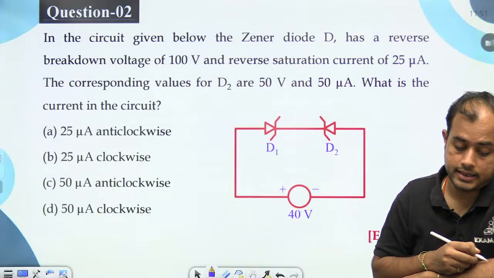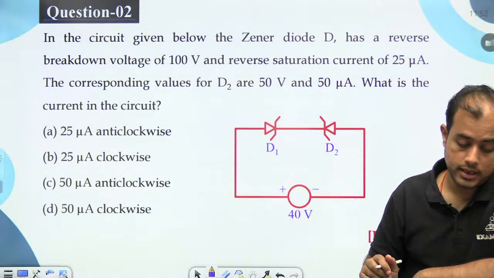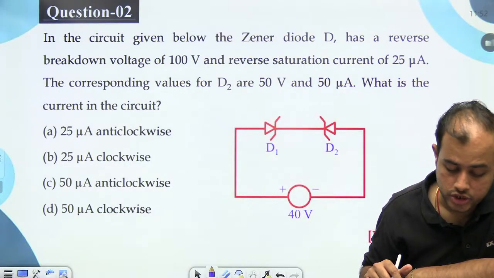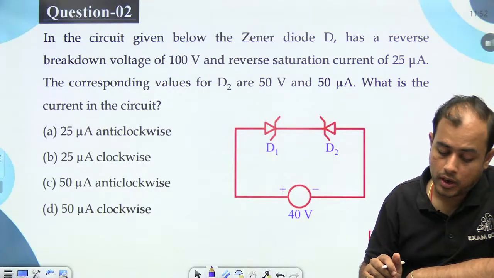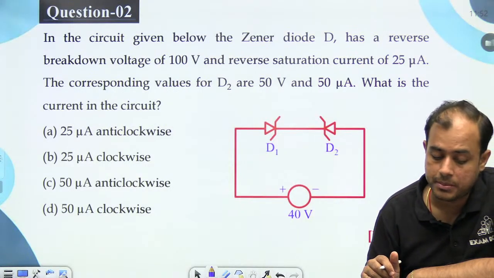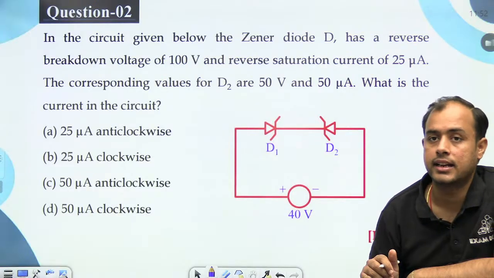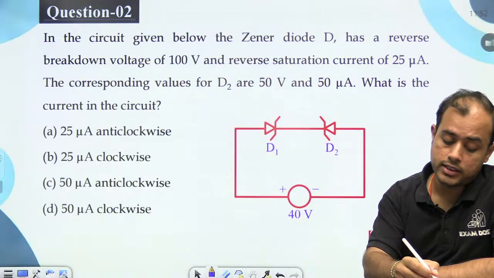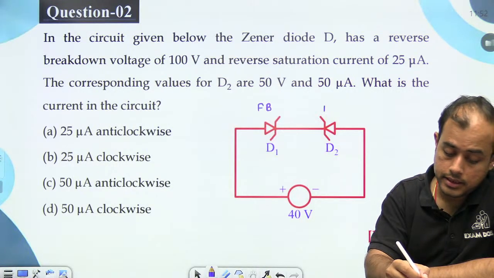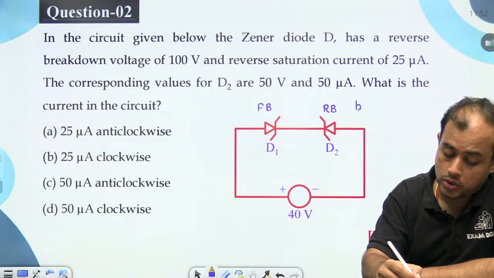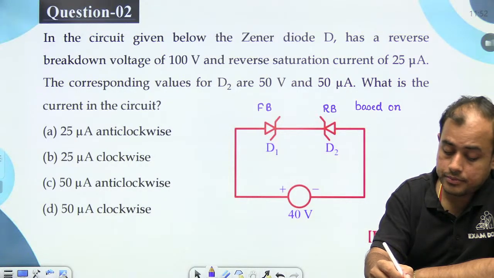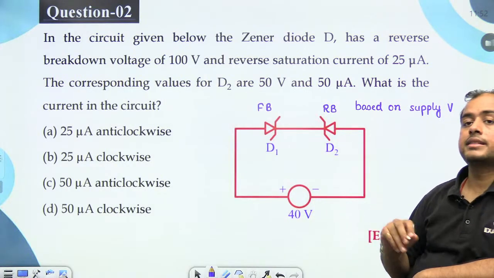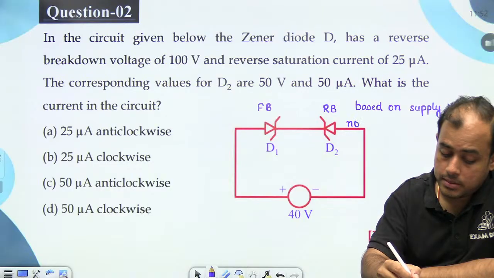Next, in the circuit shown below, the Zener diode has a reverse breakdown of 400 and reverse saturation current of 20. The corresponding voltage for D2 are 50 and 50 microampere. What is the current in the device? So, beta, basically, this diode is forward bias. This diode is reverse biased. This is ESE 2008 based on supply voltage. Okay. This is reverse bias. Now, it is not in breakdown.